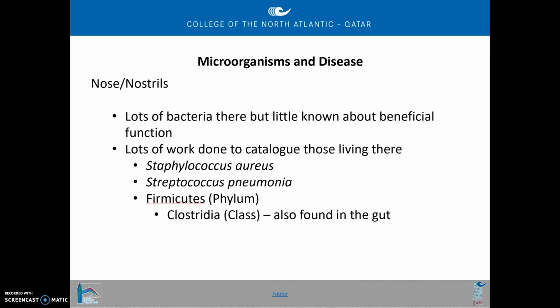So two species we talked about earlier, Staphylococcus aureus and Streptococcus pneumoniae. Those are two species. There's other species here from the phylum Firmicutes and then the class Clostridia, and some of these species are also found in our gut, so not just limited to our upper respiratory tract.